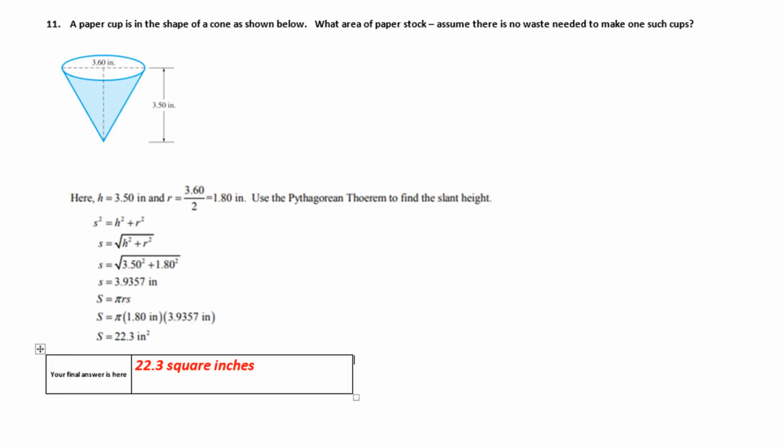Problem number 11, you will find out how much paper you needed to make this paper cup, and that is area, that's surface area, and so the answer should be square inches. And this is going to be the formula for the surface area. But first we had to find the slant height, and so we had to set up these equations for the slant height. We find the slant height is 3.9357 inches, and then the surface area is going to be pi r, the radius, times the slant height, and you get it as 22.3 square inches.